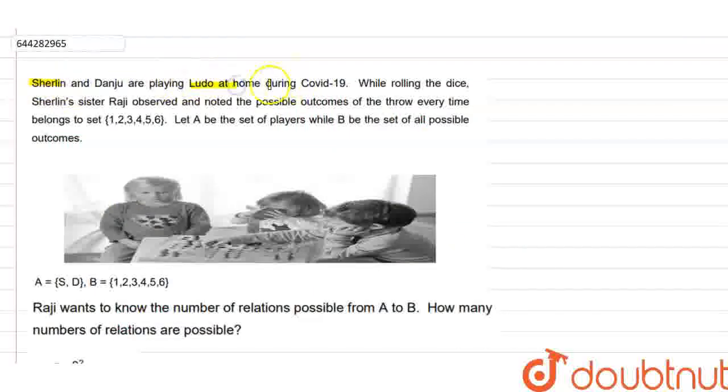Sherlin and Danju are playing Ludo at home during Covid-19. While rolling a dice, Sherlin's sister Raji observed and noted that the possible outcomes of the throw every time belong to the set 1, 2, 3, 4, 5, 6. Let A be the set of the players while B be the set of all possible outcomes.